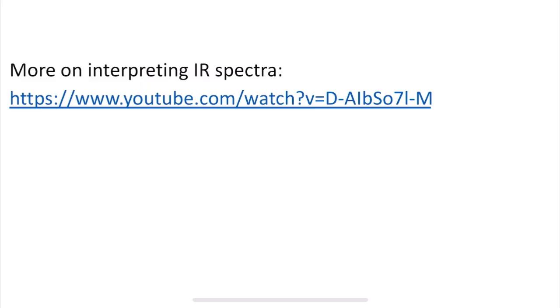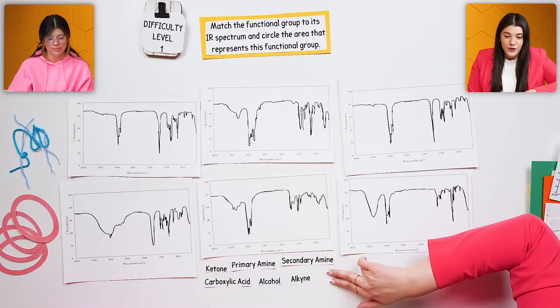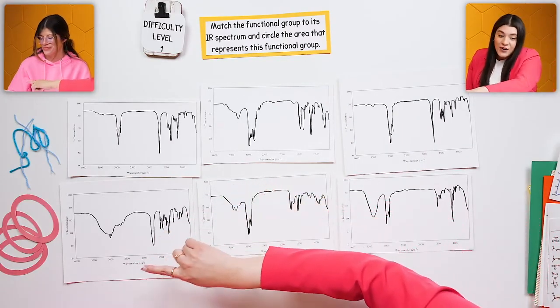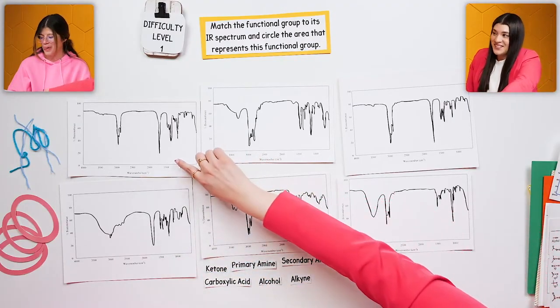Also, you might want to watch this video for some practice in matching the IR spectra to the correct functional groups. The following video is approximately 12 minutes long. We're going to match the functional group to its IR spectrum, plus we're also going to circle the area that represents that functional group. Okay, I see what you're saying. Let's start with this one.